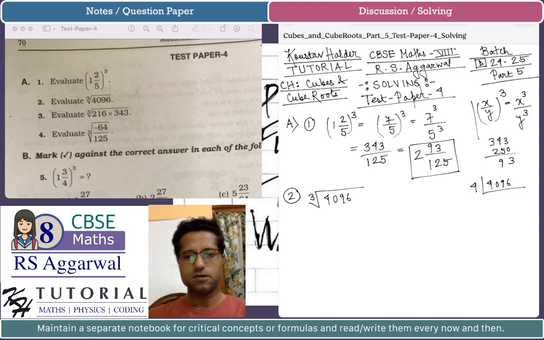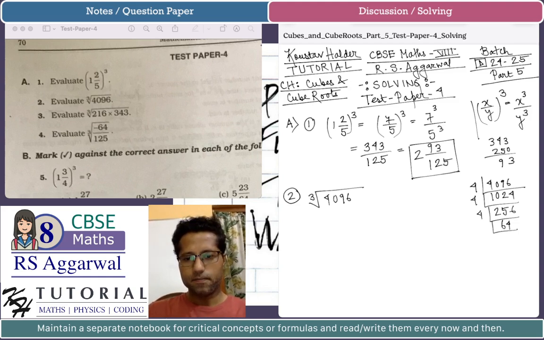In those cases, you must completely find all the individual prime factors. Now, if I divide by 4, what do I get? 1024. And this again, if I divide by 4, I get 256. This again, 64, and 64 we know is 4 cube.